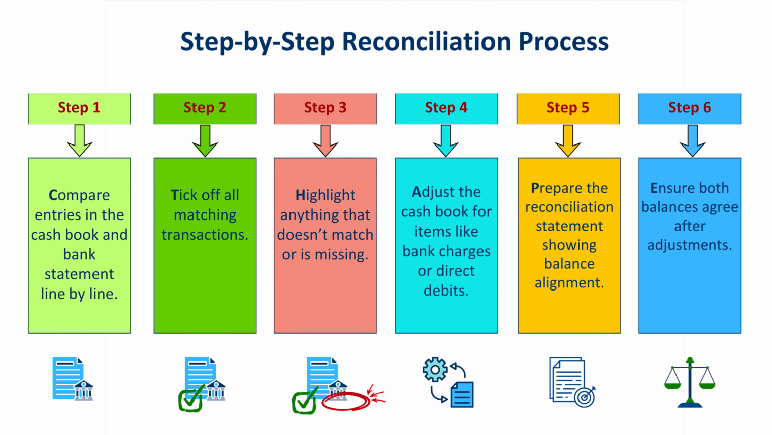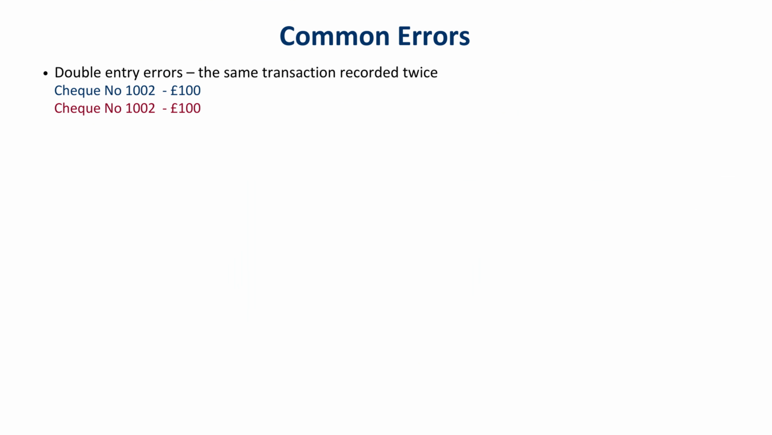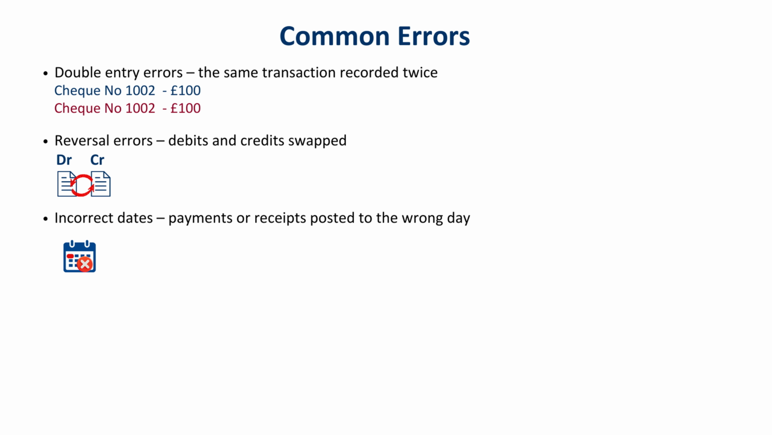It's a very logical process. Once you practice a few times, you'll find it becomes second nature. Now, even though the process is straightforward, there are some common mistakes that can cause major confusion. For example, double entry mistakes, where a transaction is entered twice, or reversal errors, where debits and credits are swapped.